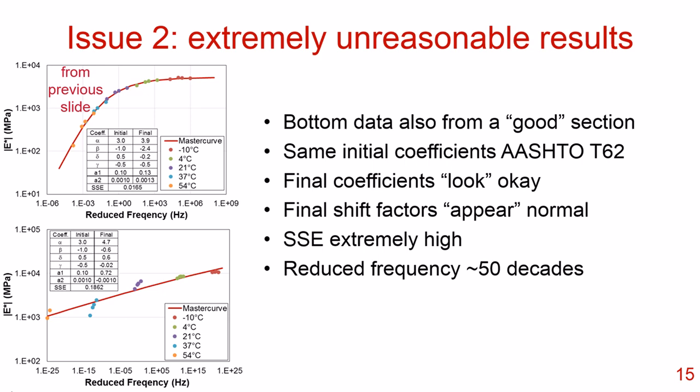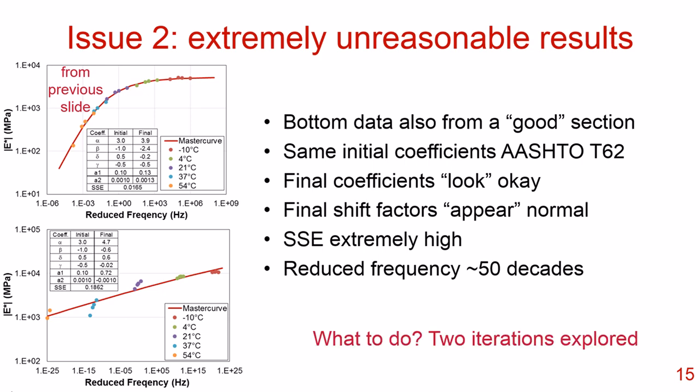But this is the problem with simply blindly following a standard, because this followed AASHTO T62. We did everything according to the book, and we could have spit this data out because this is what AASHTO T62 told us to do, but looking at the data shows completely unreasonable results. There's no overlap of the isotherms, you have a very high SSE value, and your reduced frequency is 50 decades, which is just tremendously high.